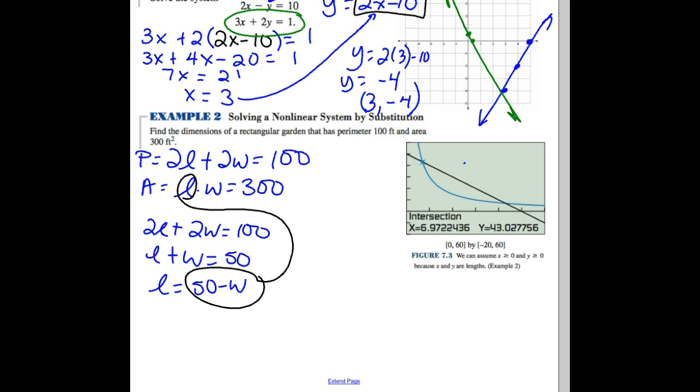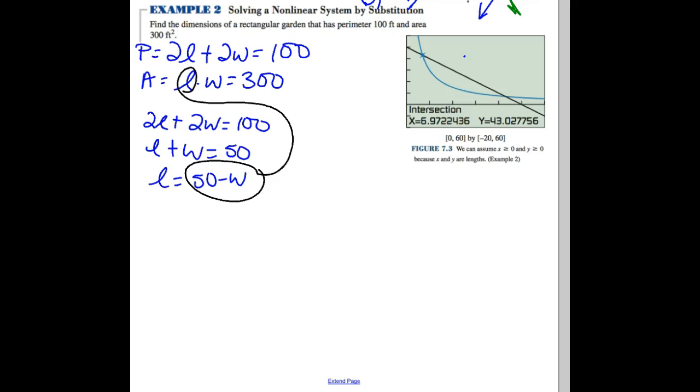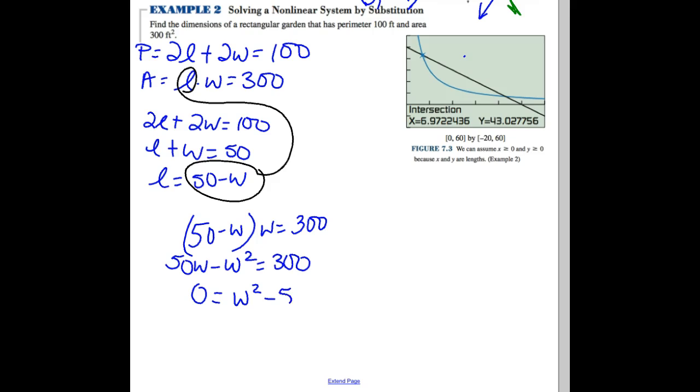Okay, so I use the first equation to solve for a variable, and now I'm going to substitute it into the second equation. So now I have (50 minus W) times W equaling 300. All right, let's go ahead and distribute. We have 50W minus W squared. If I move everything to the right-hand side, I have W squared minus 50W plus 300 equaling 0.